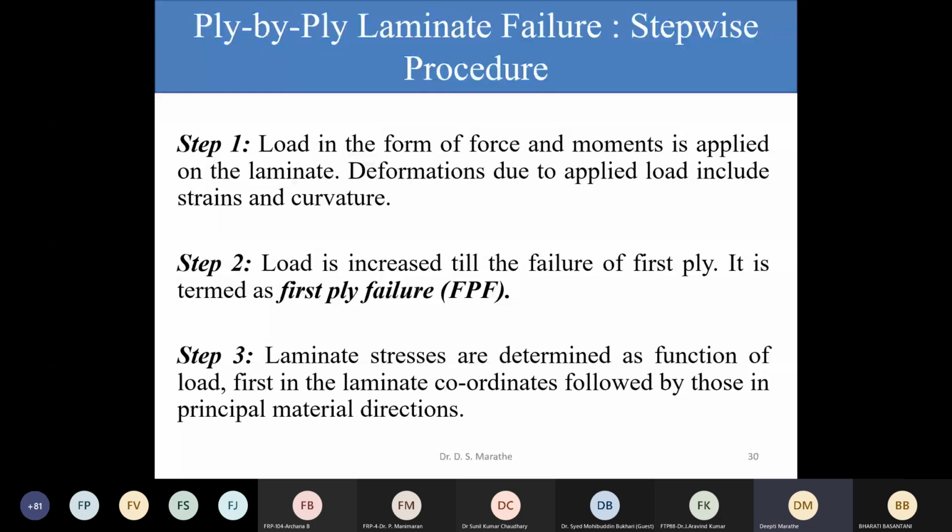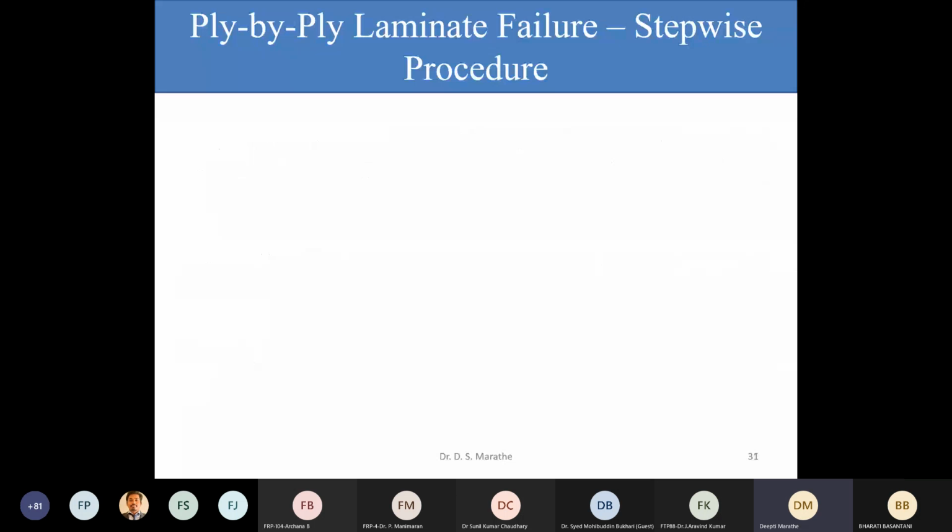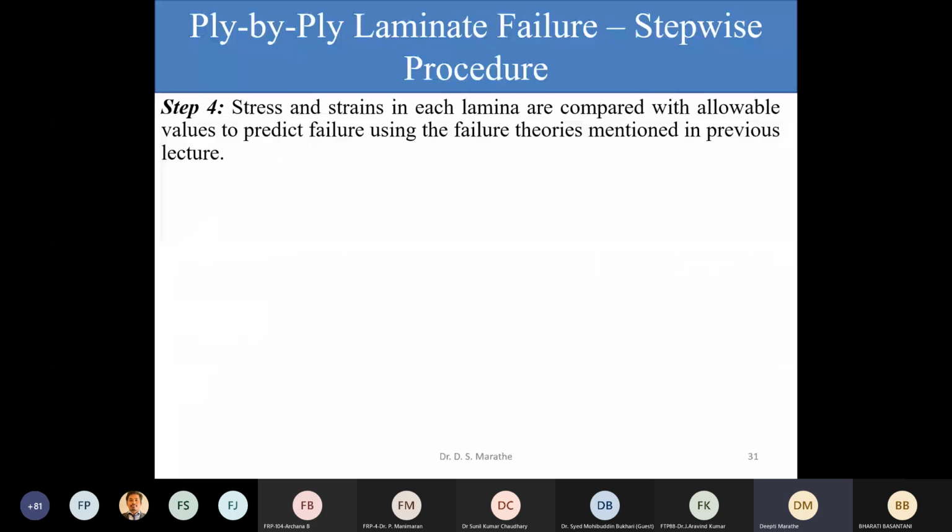Then the next step is that the stress and the strains in each lamina are compared with the allowable values using the failure theory or failure criteria. Now, this also has been mentioned in your previous lecture. So what are we trying to do? If I go back again, what are we trying to do?